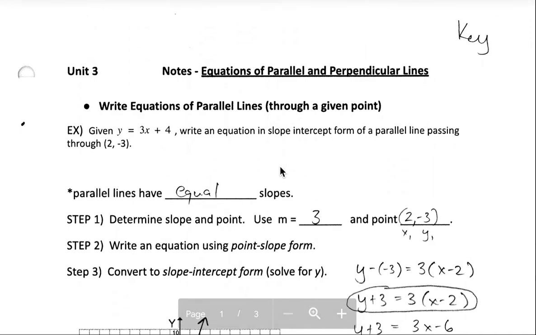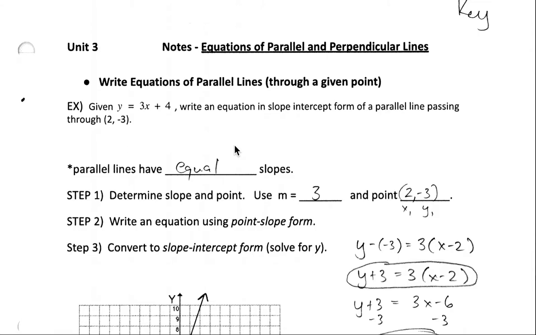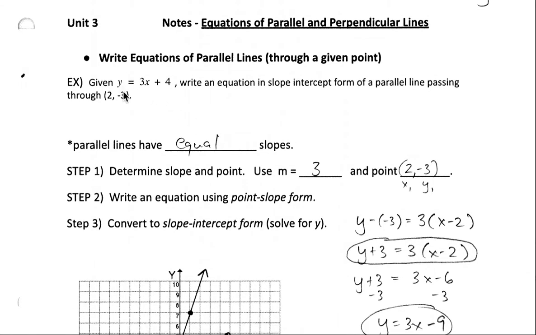We're going to be talking about equations of parallel and perpendicular lines, specifically going through a given point. So in this first example, we're given y equals 3x plus 4. We want to write an equation of a second line that is parallel to this one and is passing through this specific point, 2 comma negative 3.